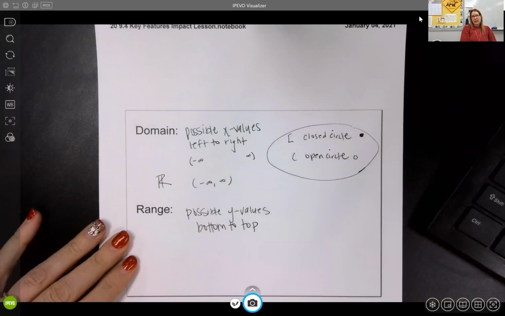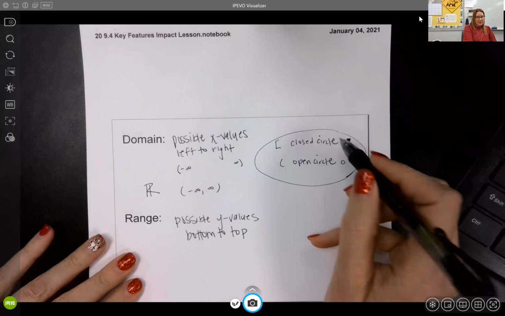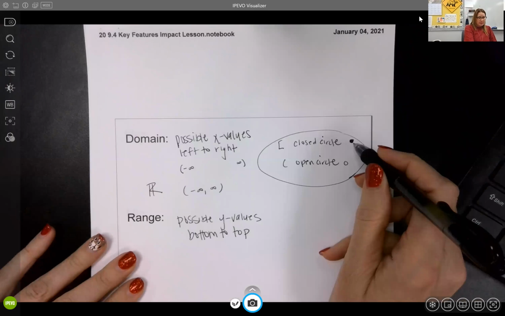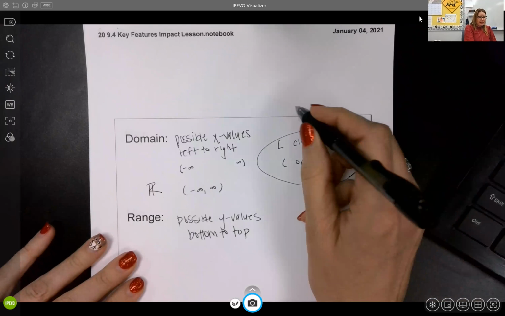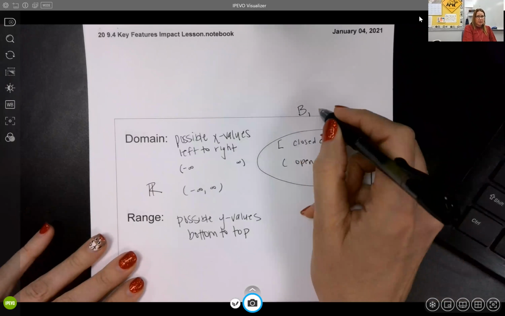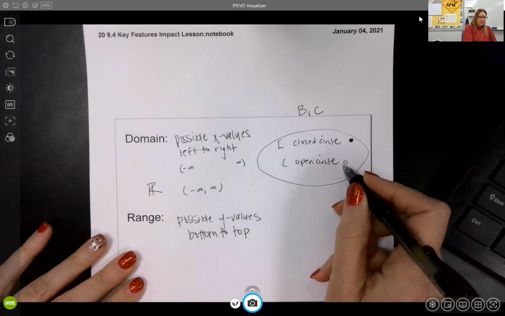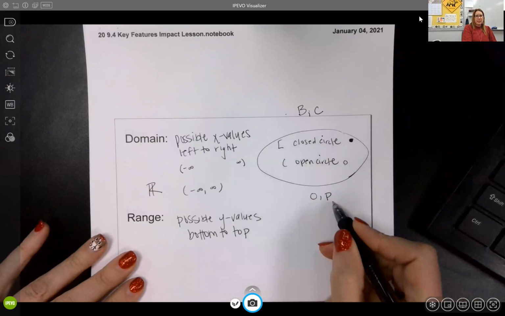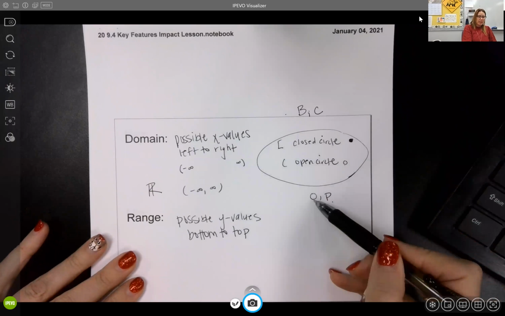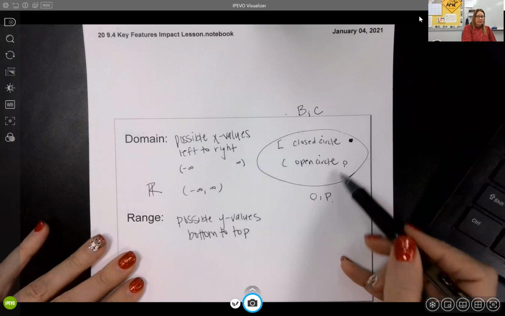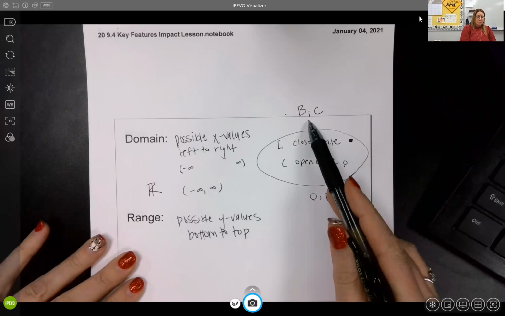Some way you can remember that is the bracket is a closed circle, so BC follows the alphabet, and then an open circle is a parentheses, so OP follows the alphabet. So you can kind of remember if it's open, that means it's a parenthesis, and if it's a bracket, that means it's closed.